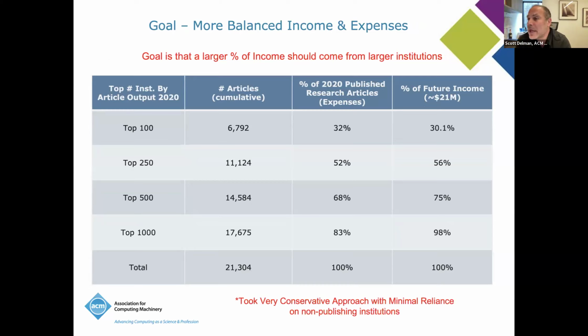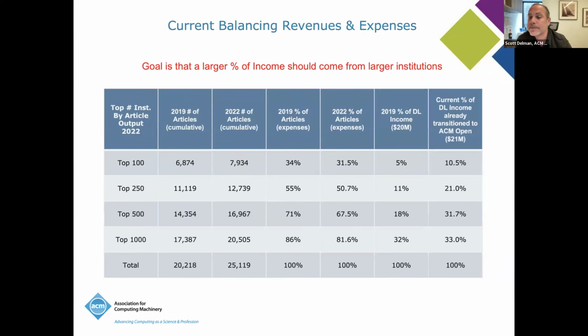We wanted some level of fairness and equity. And so we wanted to make sure that if the top 100 institutions by publications were generating a third of the articles, they were essentially resulting in about a third of our publishing expenses, that same group should ultimately be generating about the same percentage of income, and so on and so forth down the table.